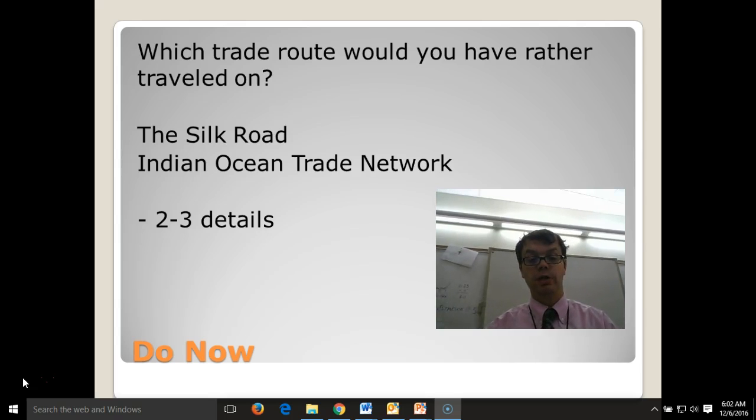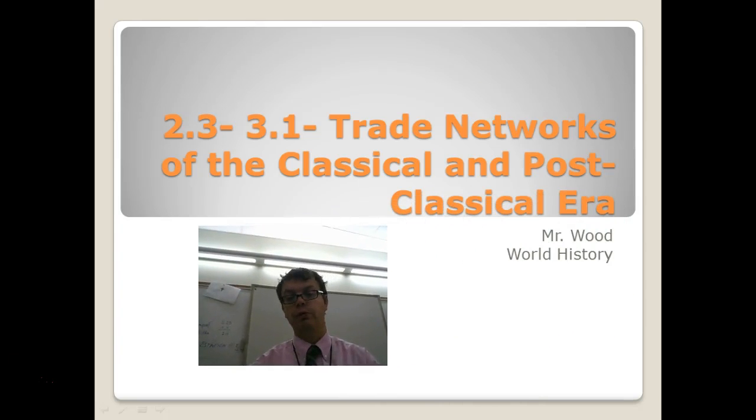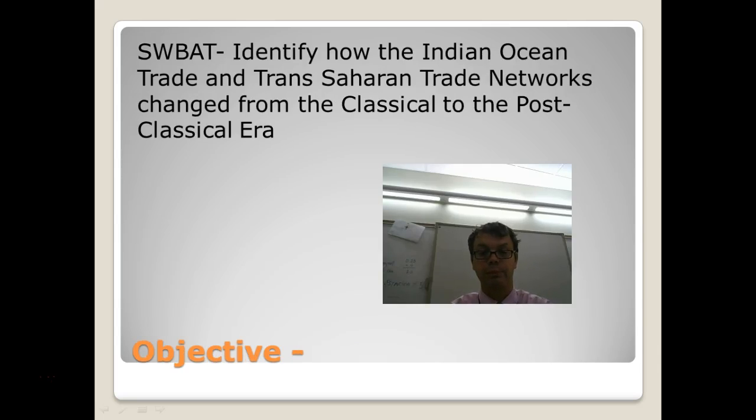And today we are working on our chapter. We are on, again, 2.3, 3.1, Trade Networks of the Classical and Post-Classical Era. And our essential question is, how did the Silk, Indian Ocean, and Trans-Saharan trade networks change from the classical to post-classical era? Our objective, students will be able to identify how the Indian Ocean trade and Trans-Saharan trade networks changed from the classical to post-classical era.